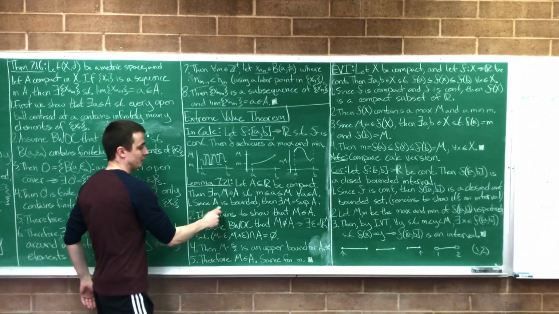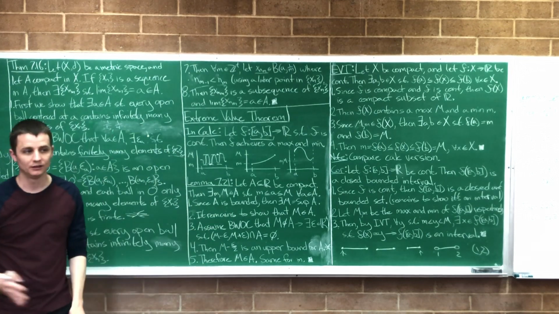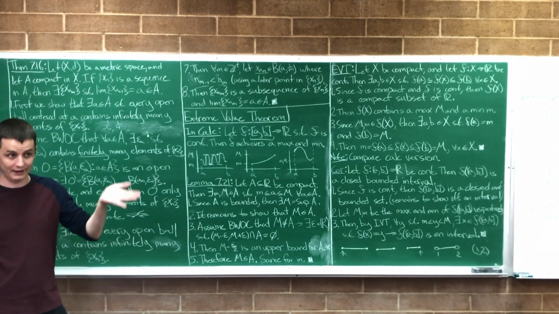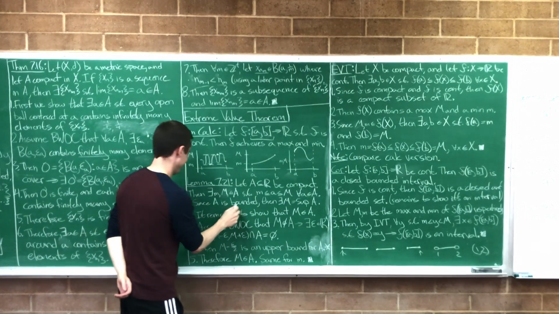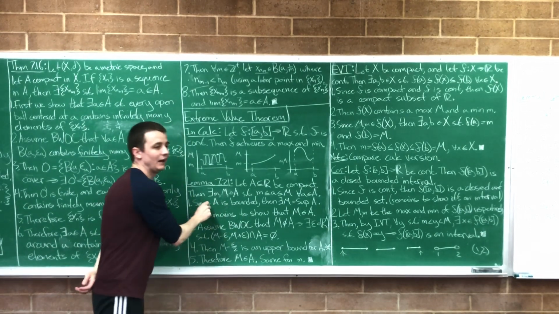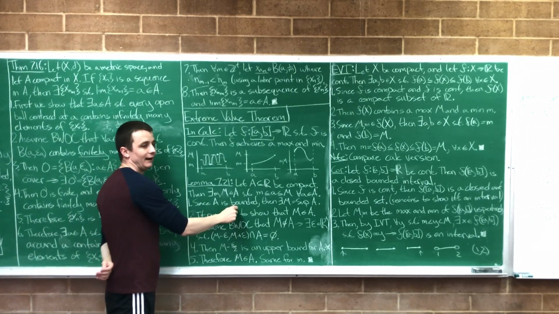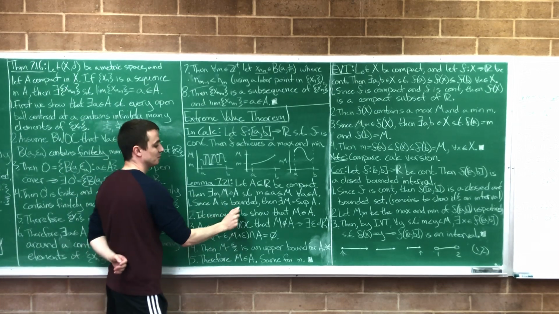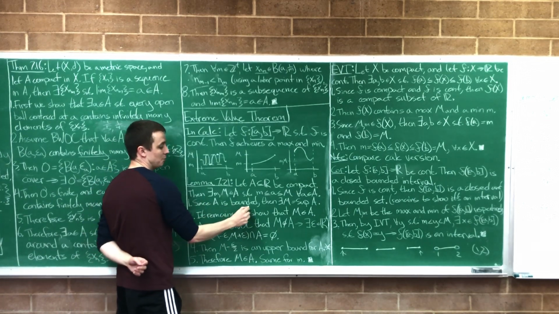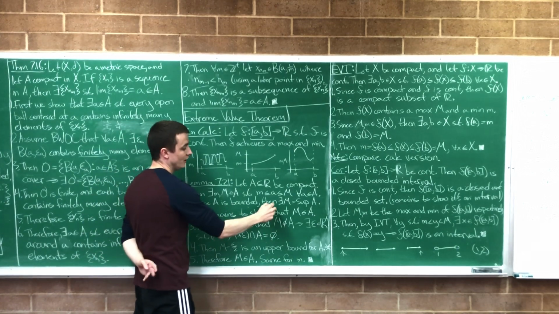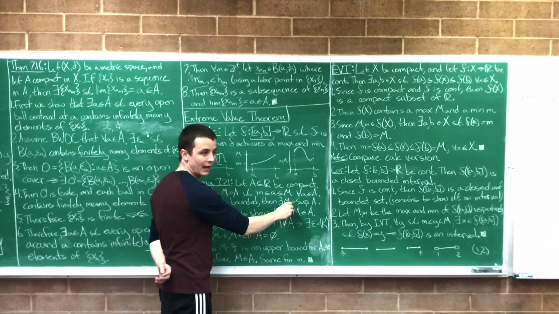So, if A is compact, then it's closed and bounded. Since A is compact, then we know it's bounded, right? And then since A is bounded, sorry, I skipped a step here, my brain jumped. And then since A is bounded, what does that mean? Then there must exist some big M.